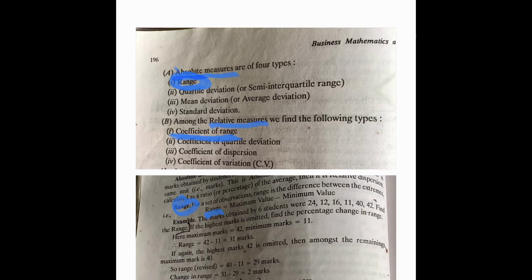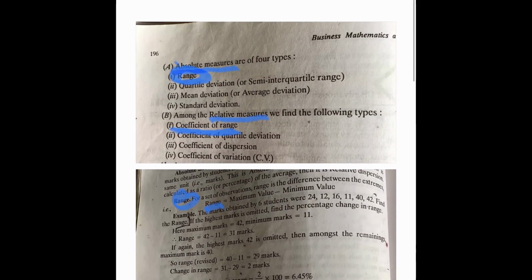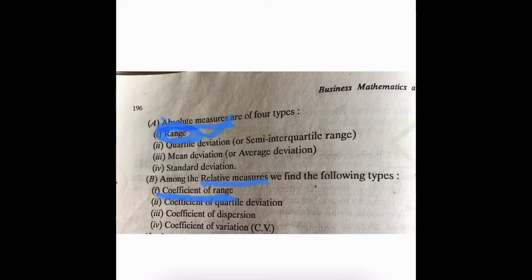Dispersion can be found in two ways. One is absolute measures, one is relative measures. Under absolute measures we have four types, and under relative measures we have four types. So today we are going to find deviation or dispersion through range. Okay, we're going to find range and coefficient of range. So let us do it.